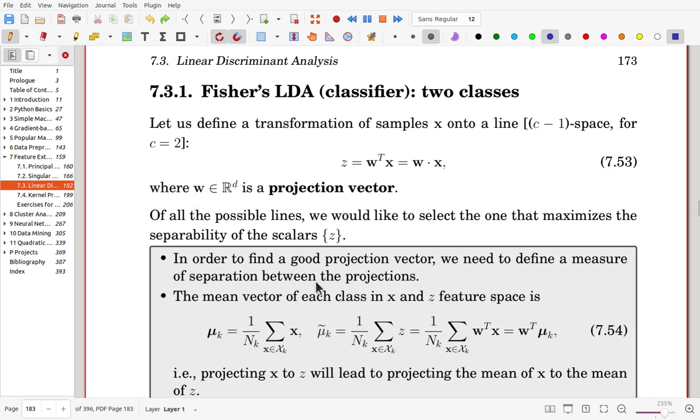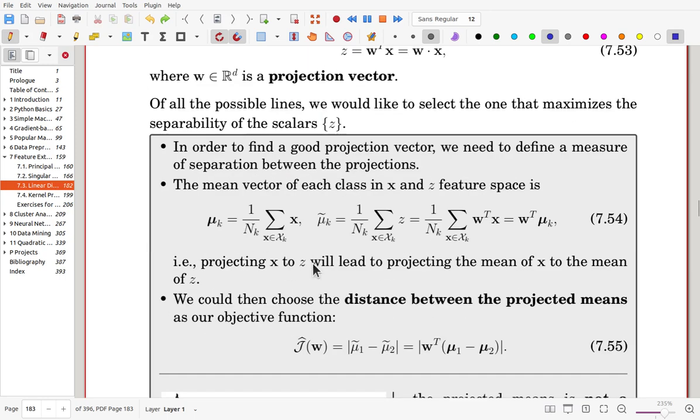Okay, let's begin with some terms to define and organize, to formulate Fisher's LDA. Of course, we have to define measures. The mean vector of each class in the feature space can be defined in this way. Mu k is the mean of the points in class K. So the points are added and divided by the number of points.